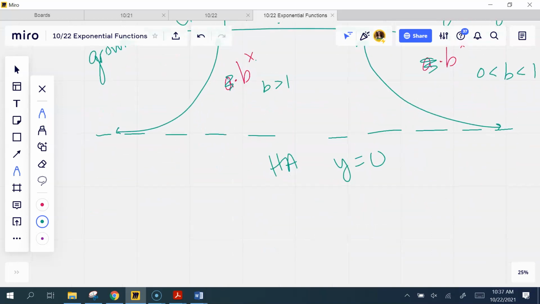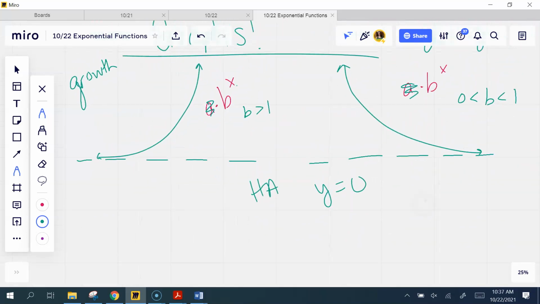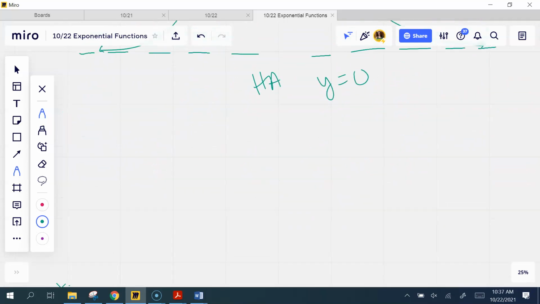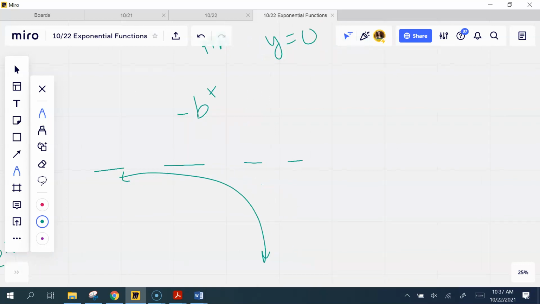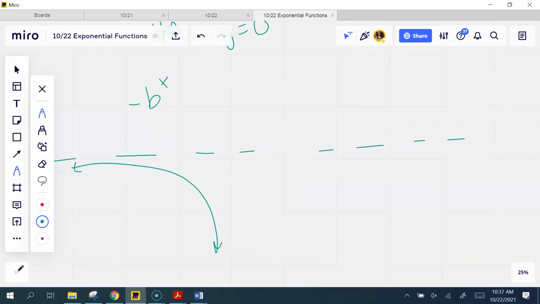Let's write equations of the graphs. Show one if it's negative. So if I had something like negative b to the x, it just falls below the asymptote that way or that way. Feel okay?